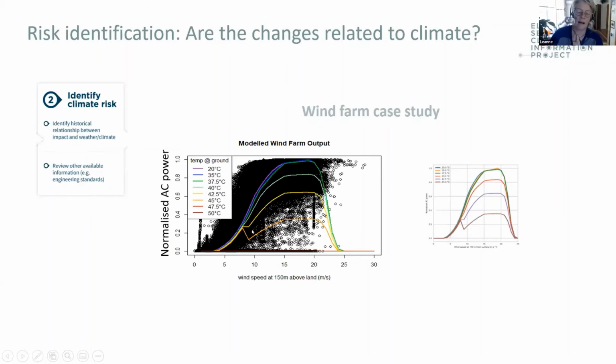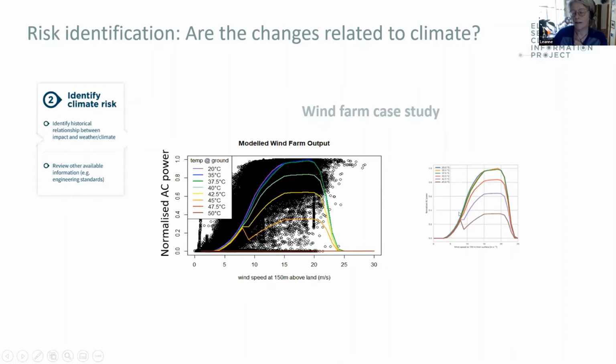This is the modelled wind farm output, or power output, indicated by these lines, with the different colours indicating different ground temperatures. When it's 20 degrees, the purple line shows that when the wind speed gets to about 20 metres per second, it's operating at full capacity. Let's follow the 40-degree green line. At 40 degrees, as wind speed increases, it only really gets to 80% capacity. At 42.5 degrees, even at 20 metres per second, the capacity is only 60%. So the wind farm output is definitely affected by warming temperatures in this modelling assessment.